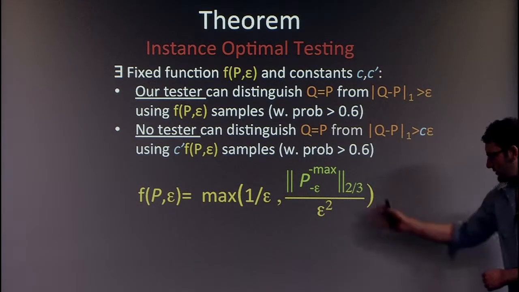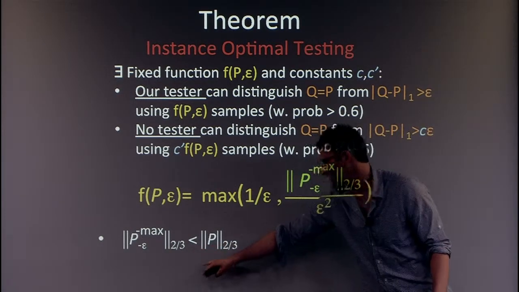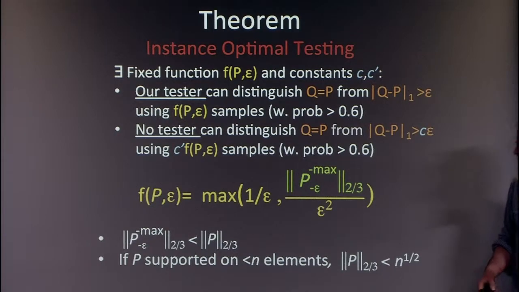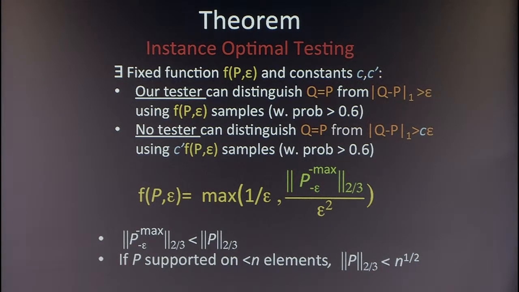Okay, and we'll parse this a little bit. Just one thing to note: this expression is always at most just the 2/3 norm of the vector p. So immediately, if p is a distribution supported on at most n elements, the 2/3 norm is at most root n. And so immediately this shows that this root n over epsilon squared, Paninski's tight result for the uniform distribution, is a worst case bound for all distributions supported on at most n elements. Okay? But for easy distributions, this will get you lower sample complexity.